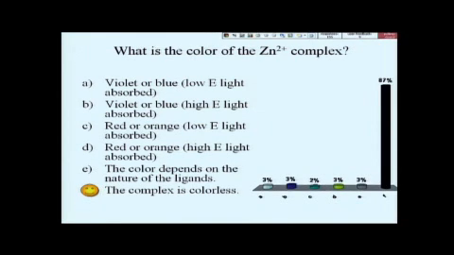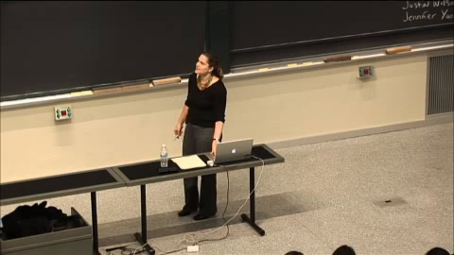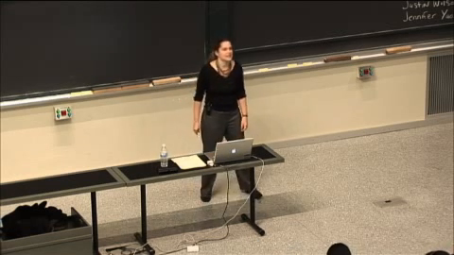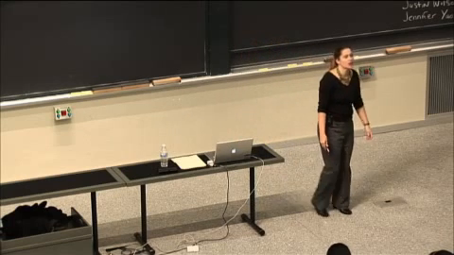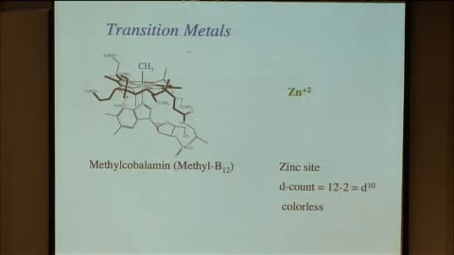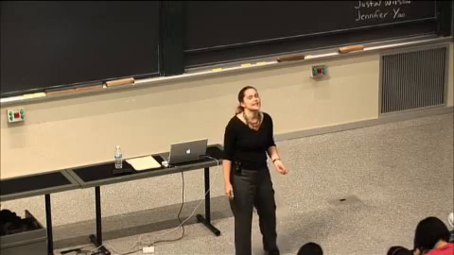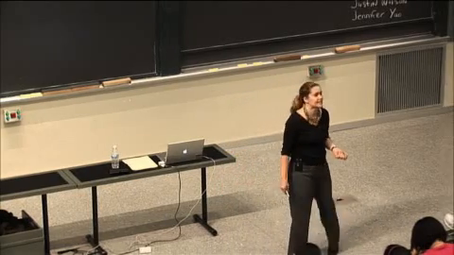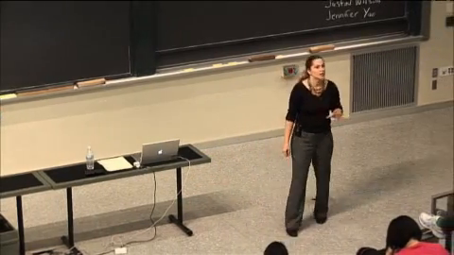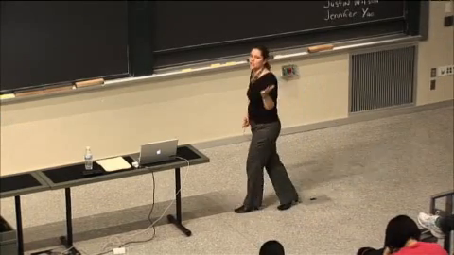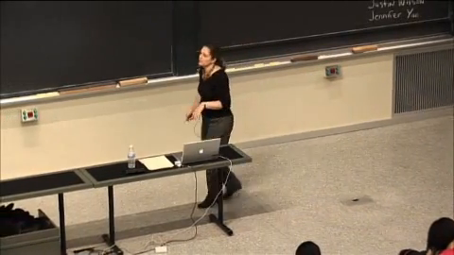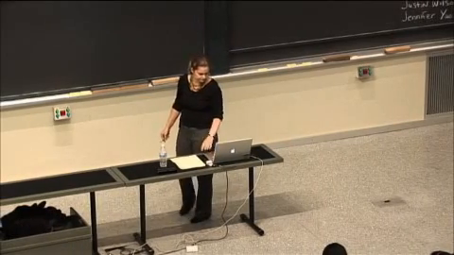So it would be colorless. All of the d orbitals are going to be full, and so there's no transition from one set of d orbitals to the other. And so it would be a colorless compound. And that is, in fact, true. It took years and years of studying methionine synthase before people realized that it had a zinc in it. No one knew that there was a zinc because they couldn't see it. It didn't add a color, and so no one knew that a metal was there for a long time.